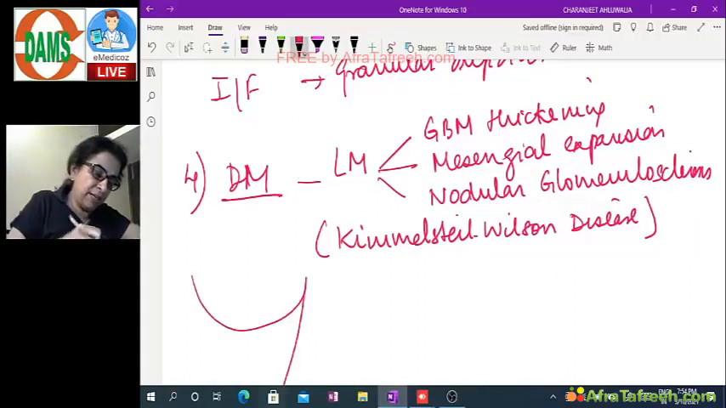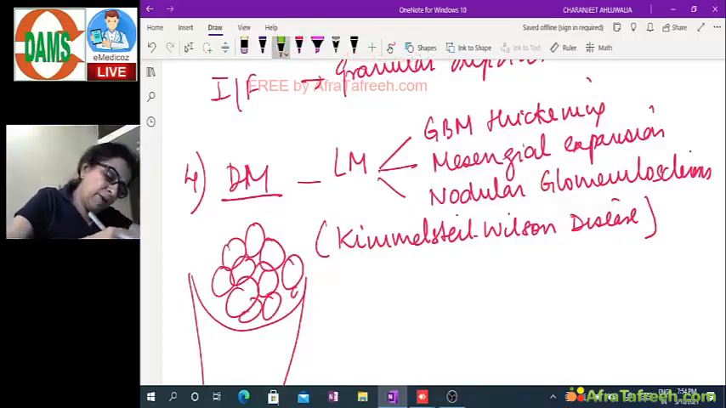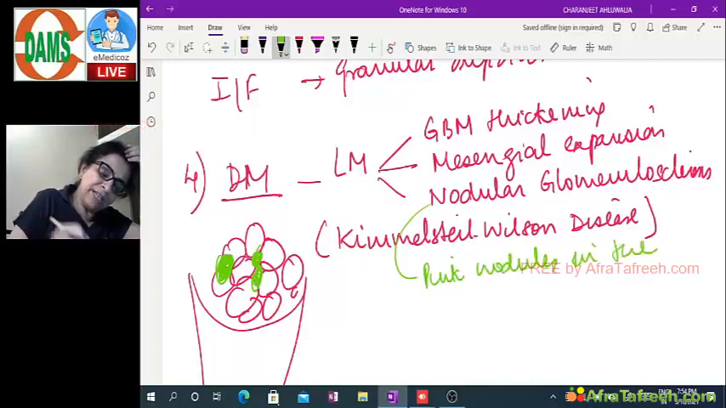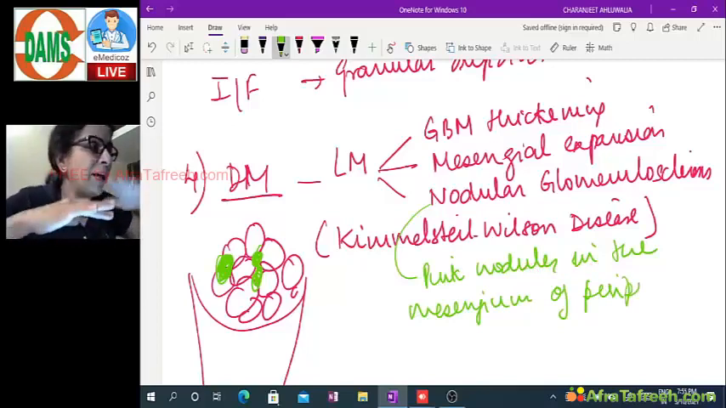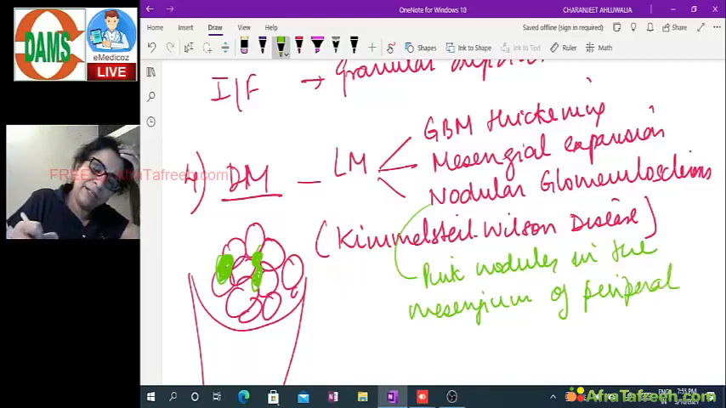If these are the capillaries, these are the glomerular capillary tuft. Now here, if you see in these areas in the mesangium, pink colored nodules are formed. So in nodular glomerulosclerosis there are pink nodules in the mesangium of peripheral capillaries. The mesangium between the capillaries on the outer side forms pink nodules, in the peripheral capillaries.